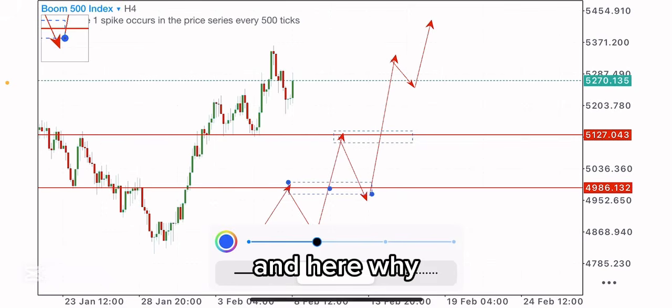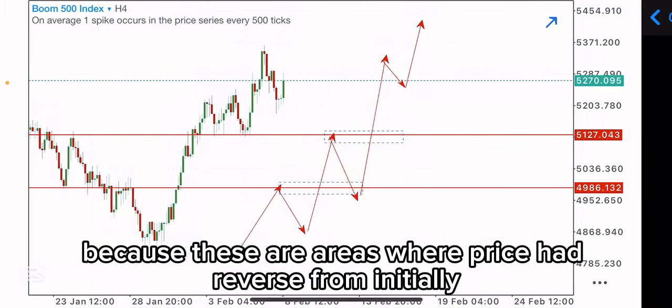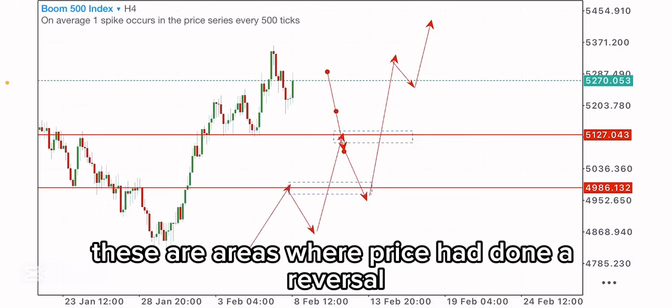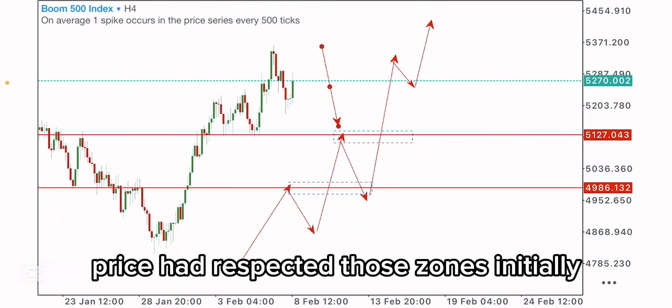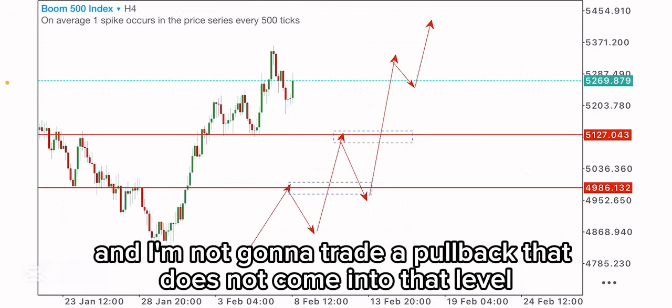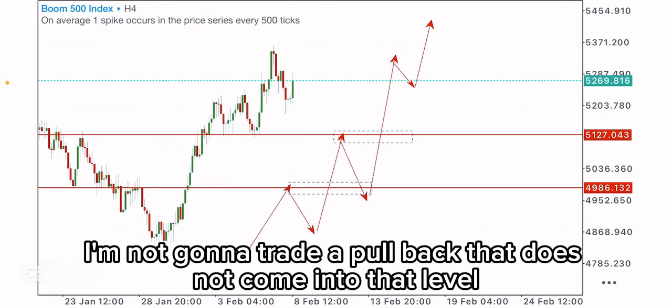And here. Why? Because these are areas where price had reversed from initially. Price had respected those zones initially. So if I see rejections, multiple rejections at that level, those are my key levels, and I'm not going to trade a pullback that does not come into that level.